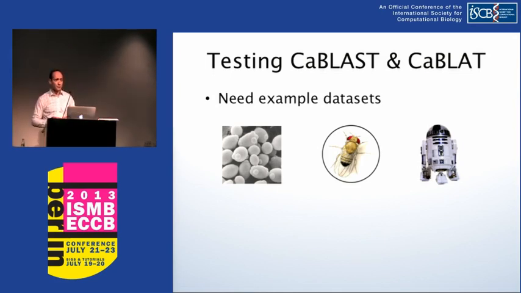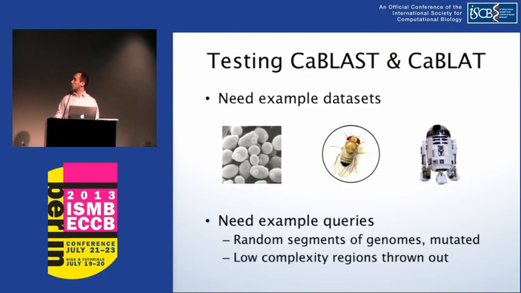And then we need example queries. What do people search for? Because the entire game here is dependent on the data, the structure in the data and the similarity of it to what we already have. So you can't really use random searches. We said, all right, probably what people are going to be doing is searching for genes that they've found elsewhere. So we took random bits of genomes, we mutated them, threw out low complexity things, and then said, okay, on this very large set of putative queries, how do you do?